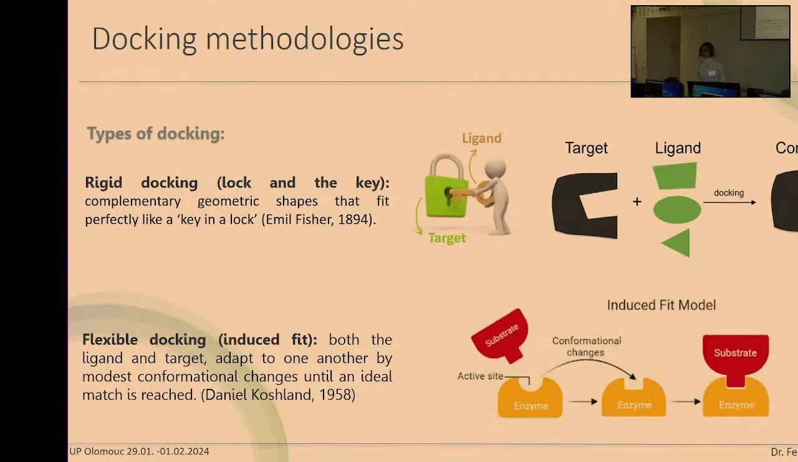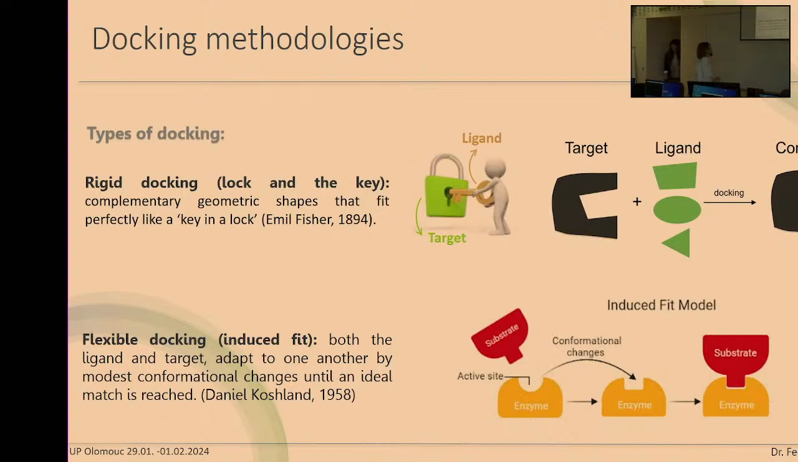Other types of docking. We can divide the docking into two approaches. We have the rigid docking and the flexible docking. I will also add the semi-flexible docking. In the rigid docking, we can look at the theory introduced by Emil Fischer in 1894, where we compare the ligand and target interaction to the key with the lock.